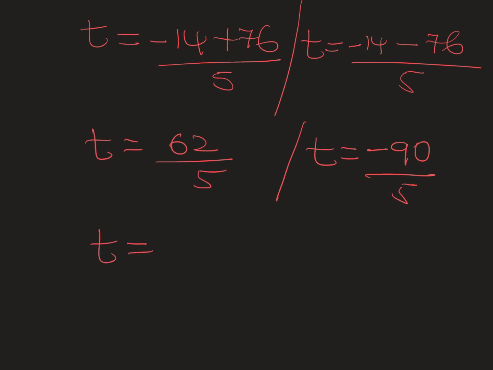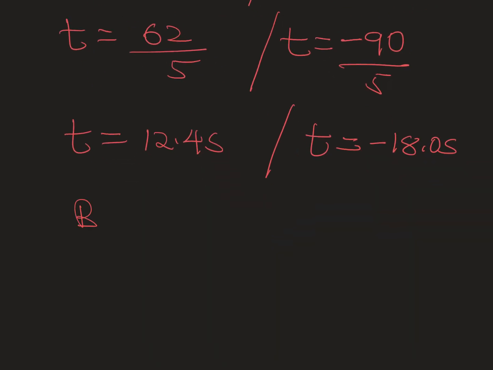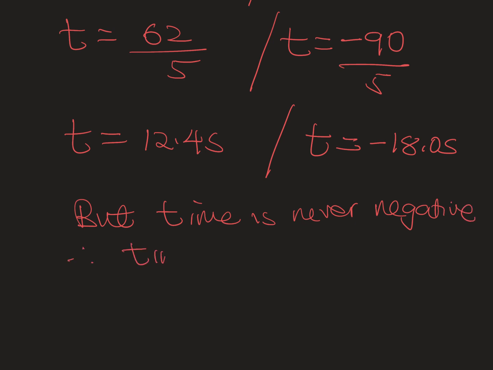So time equals 62 divided by 5, which gives 12.4 seconds, or time equals negative 90 divided by 5, which gives negative 18.0 seconds. But time is never negative. Therefore, time is 12.4 seconds, and that answers the question.